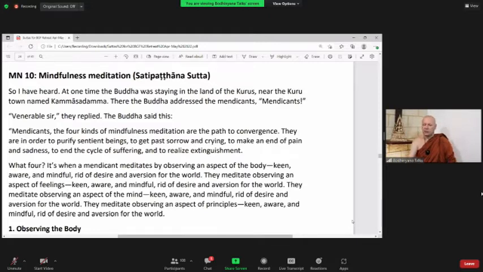Other schools went to the north of India. The monks who went to the north eventually became the forefathers of the Sarvastivadin school, a very important school of Buddhism. Another school went a little bit further north and west to Gandhara, present-day Afghanistan and Pakistan. They became known as the Dharmaguptaka school.